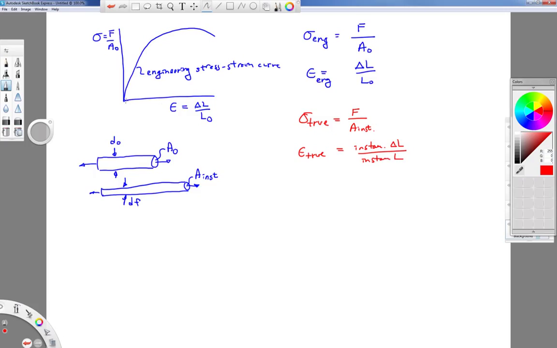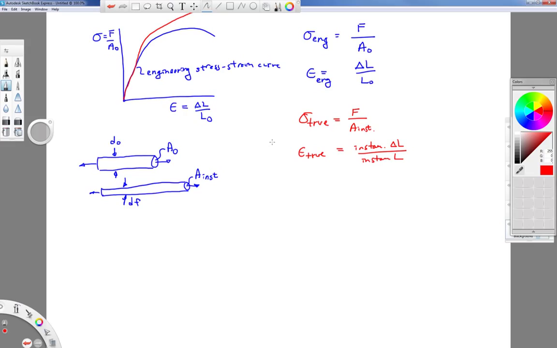And at low levels of load, there's not much difference between the engineering and the true stress and strain behavior. Okay, so in the red curve, we kind of follow along this line. There's a certain level where there starts to be some deviation. And the true stress strain curve for a lot of engineering materials never really hits a peak and comes down. It just kind of keeps going up.